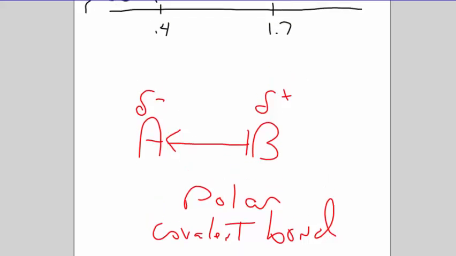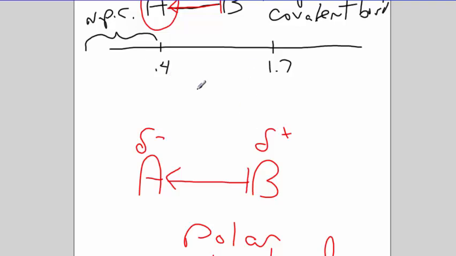So again, I'm going to put a number on this, between 0.4 and 1.7. That's where you're going to get the polar covalent bond. Now, once the electronegativity difference is much, much bigger, greater than 1.7, we'll say to put a number on it, there's no more sharing, okay? The electrons don't go back and forth along the bond. They stay with one element over the other. No more partial charges here.